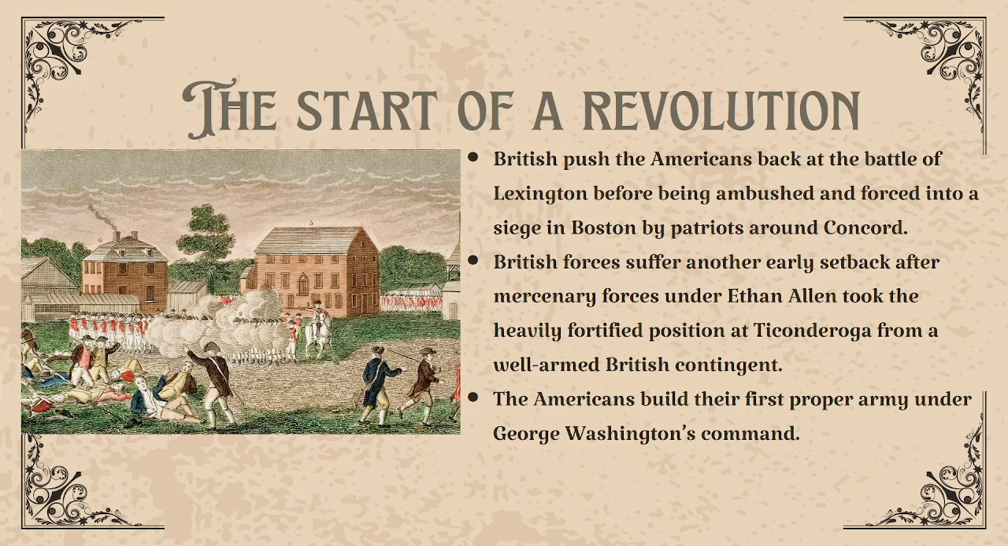Nonetheless, going away from that fact, Britain realizes that they are in a bit of trouble, especially as a group of mercenaries in the region under Ethan Allen take the heavily fortified position at Fort Ticonderoga, Ticonderoga being somewhere around Pennsylvania. This was very important, because Ticonderoga was a very heavily fortified position.